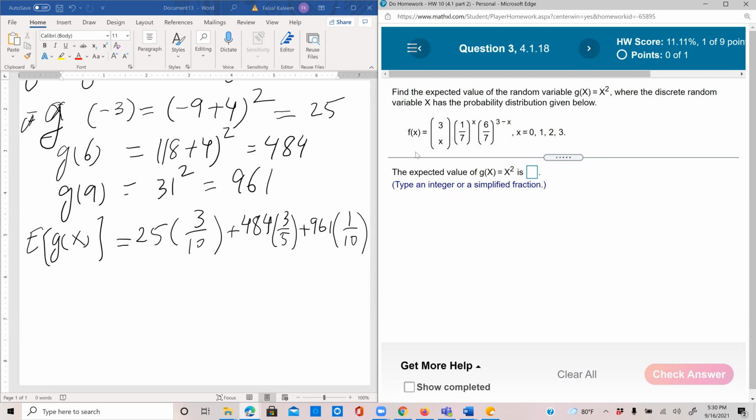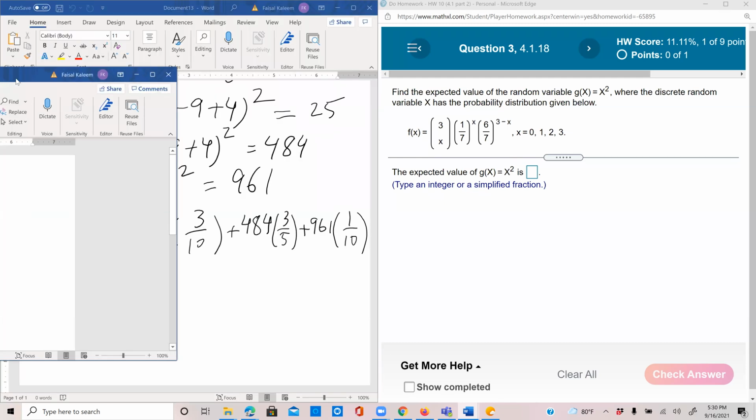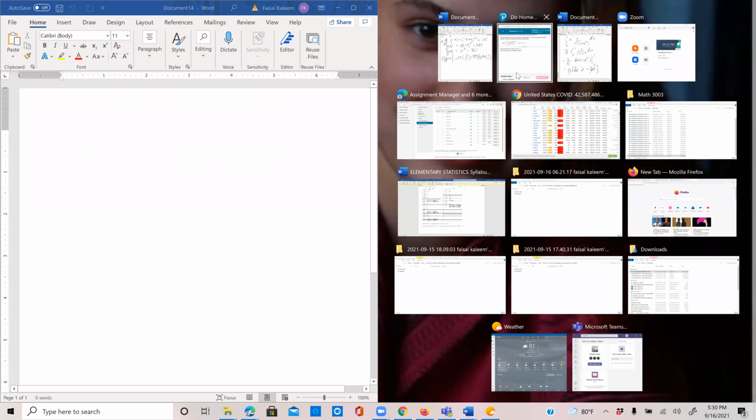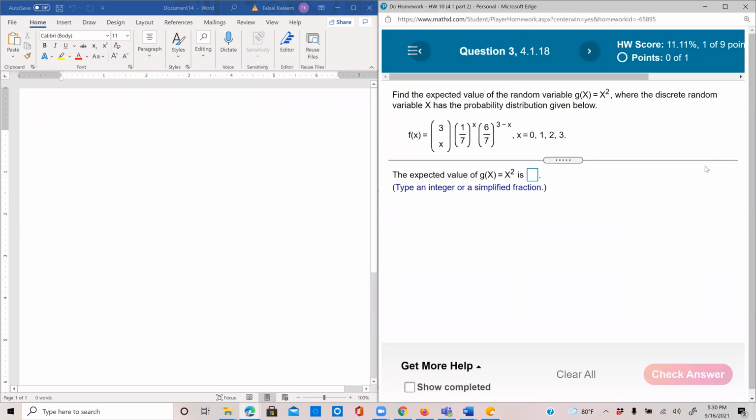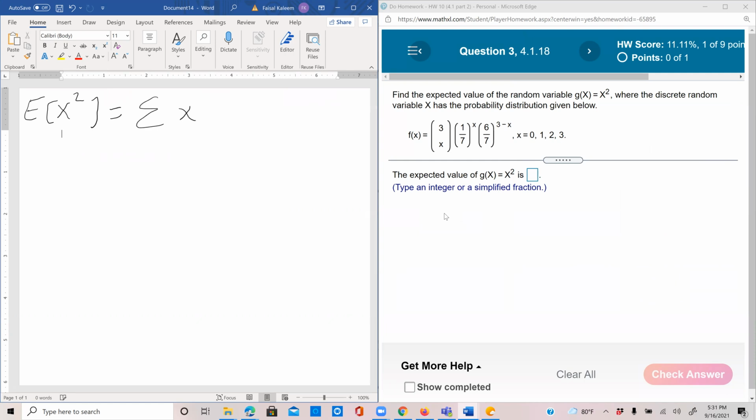So the same thing here. Previously, we found the expected value of this. Now we're going to find the expected value of x squared instead of the expected value of x. So the same idea that we just discussed. So E of x squared, right? This is the expected value of x squared. So E of x squared would be the summation of x squared f(x). Okay, and now the x values are, let's make a table this time.